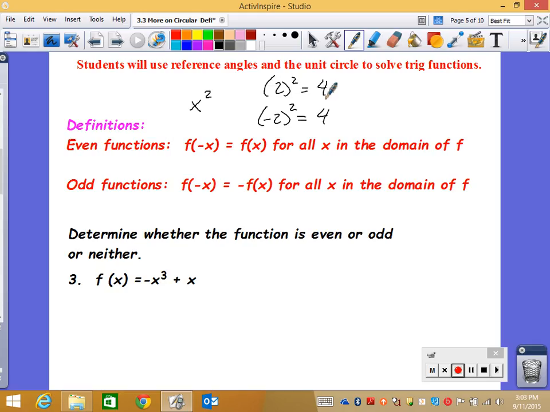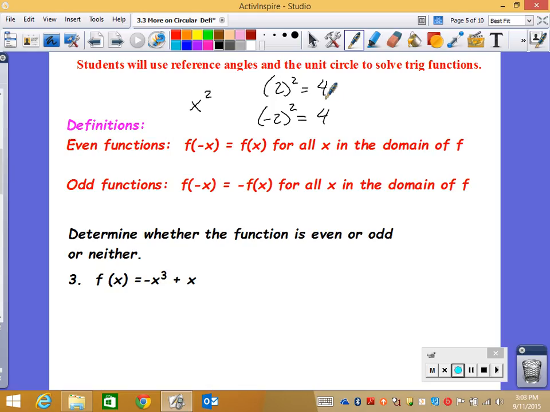So no matter what number I pick, if I plug in the positive of that number and the negative of that number, it spits out the same value. And that's what it means to be an even function. If I plug in a negative 3 and a positive 3, they're both going to spit out 9.